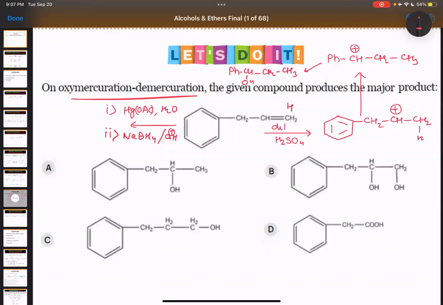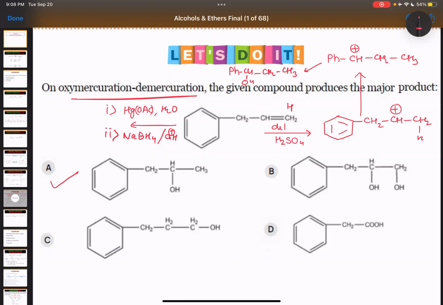But the cation will come here, but it will not undergo rearrangement. That's the only difference. So you are going to get option A as the answer. Okay? Is it clear? Yes.